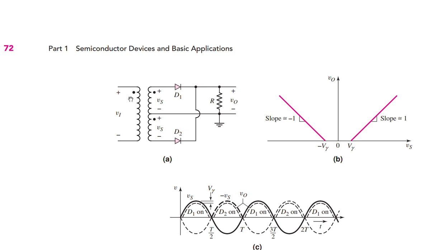So when the input cycle becomes negative, this voltage will become negative, whereas the other voltage will become positive because it's a drop of Vs. So if the voltage here is minus 10 volts, this side will be at plus 10 volts. Therefore, during the negative half cycle, the diode D2 will conduct, whereas the diode D1 will be reverse biased.